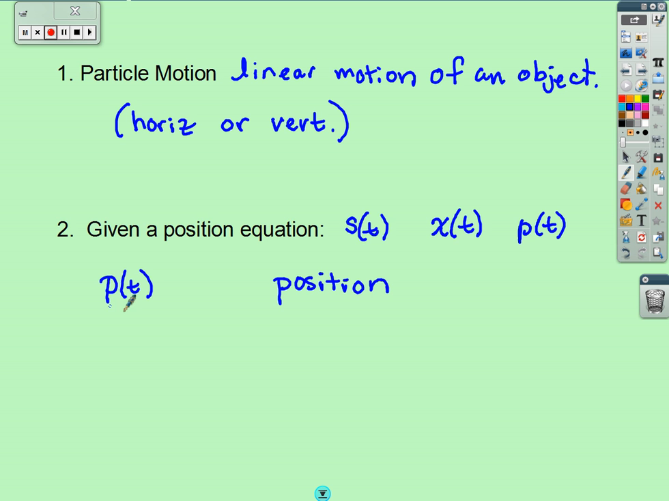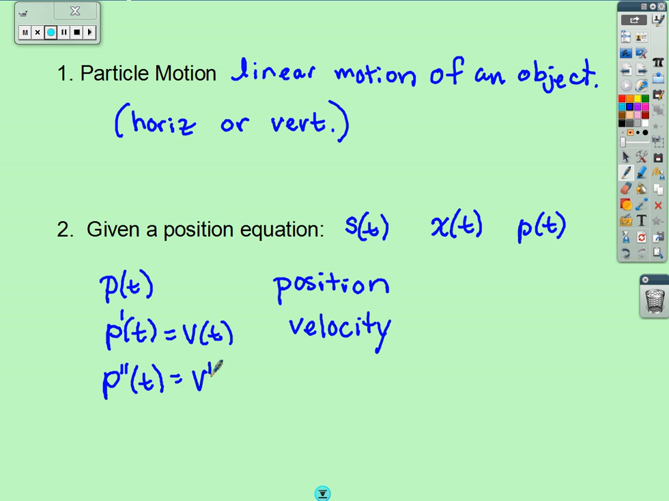If you take the derivative of the position function, that's going to give you the velocity of the particle. And again, if you take the second derivative of the position function, or the derivative of the velocity, that's going to give you the acceleration of the particle.